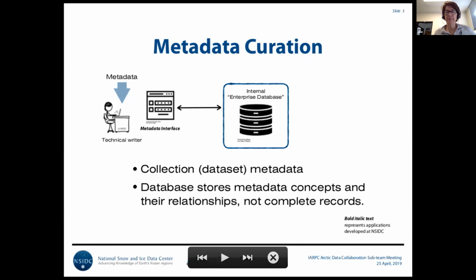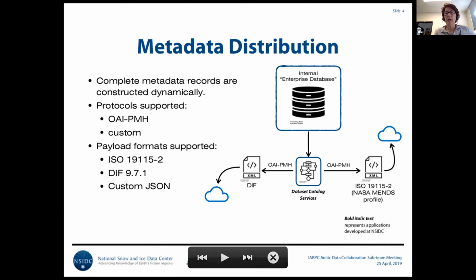So the important piece here is that we're storing our metadata in bits and pieces. We're storing the concept, we're not storing a complete metadata record in the database. For distribution, we take those pieces and we put them back together dynamically based on what's been requested. And we use either OAI-PMH as a protocol, and then we have a couple of endpoints which are custom protocols, not following any particular standard. And within that protocol, we can send information as ISO 19115, as DIF, and we also export some JSON.